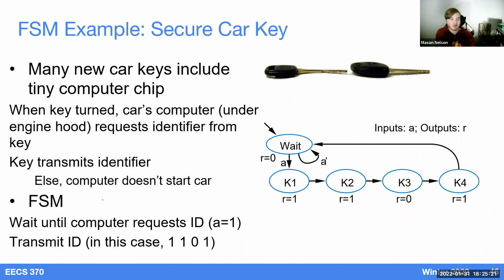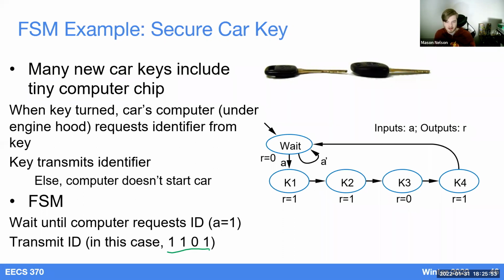So let's say that we're trying to make a finite state machine for a secure car key. So every key has this unique code, which is going to be this, for example, 1101, which is 11. So it's a secret key that this tiny computer chip is emitting. And we want a finite state machine to check if it's the ID that we're looking for.